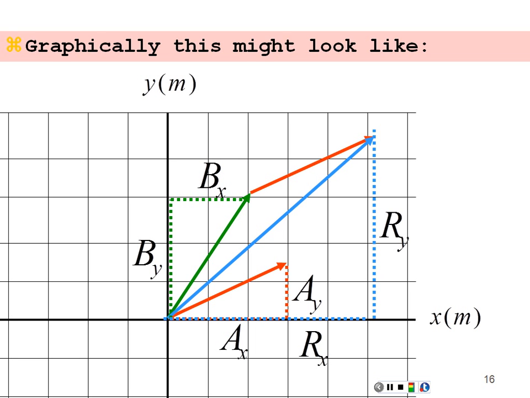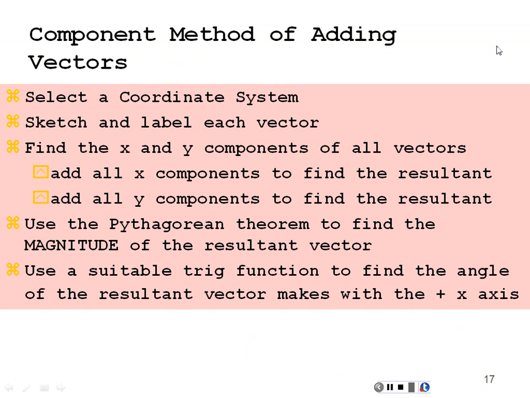So I can look at this graphically as magnitude and direction, with the vector B plus A giving me R, or component-wise, R sub x plus R sub y gives me R. Either way I look at it, it's the same. So this gives us a method for adding vectors.